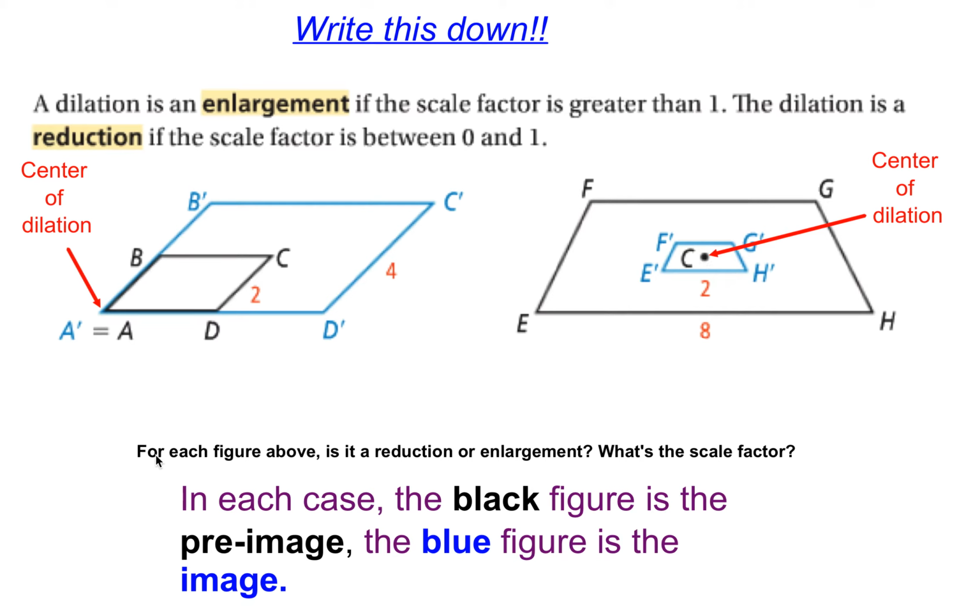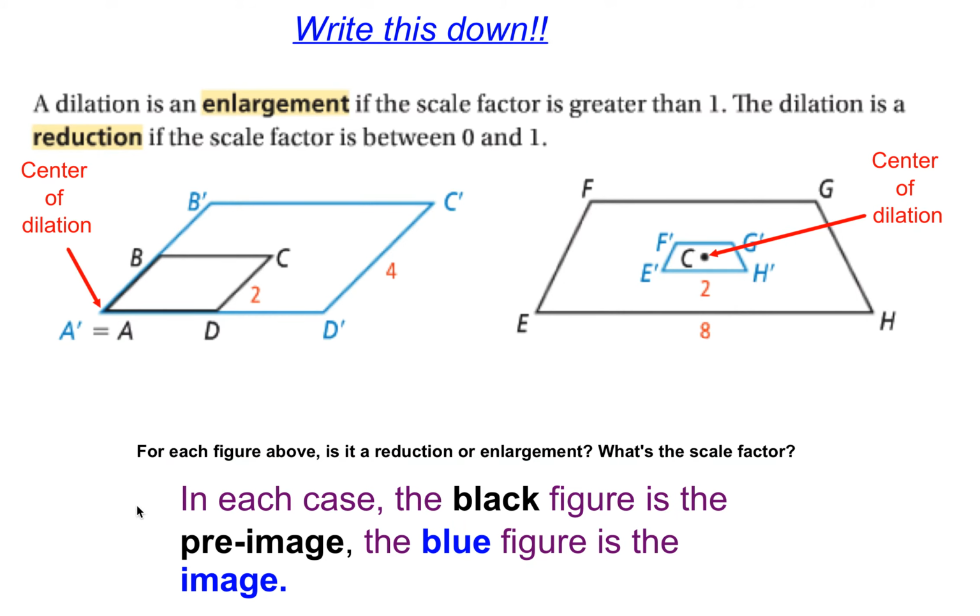It says, for each figure above, is it a reduction or an enlargement, and what is the scale factor? So let's first understand which is the original figure and which is the enlarged or reduced figure, and let's talk in terms of preimage and image. The preimage is the black figure. That's before I apply the dilation. The blue figure is the image. That is after I apply the dilation. So preimage is before, image is after.